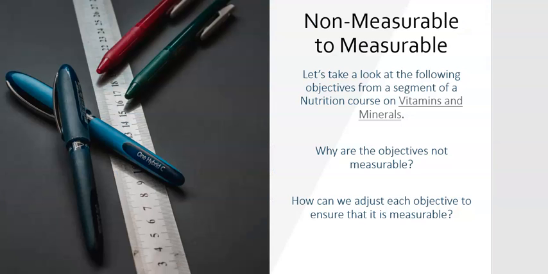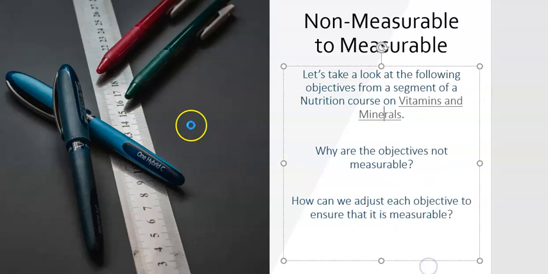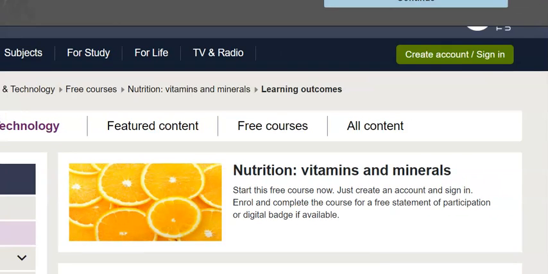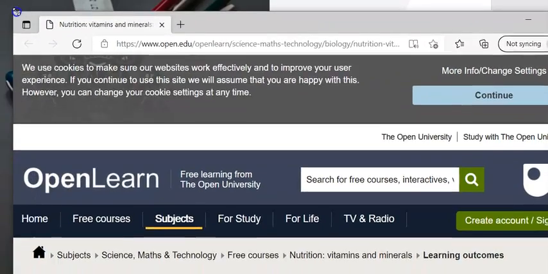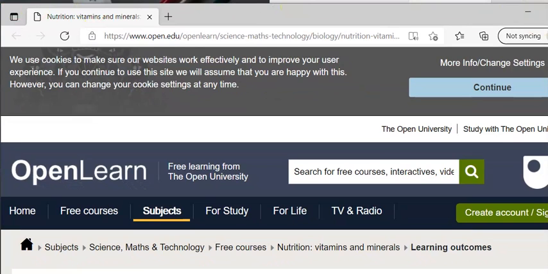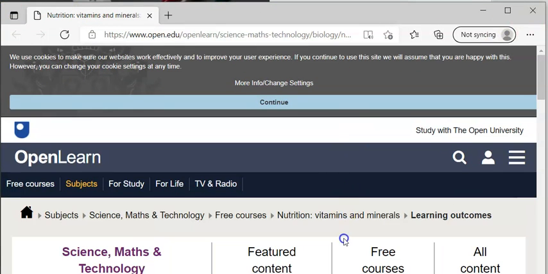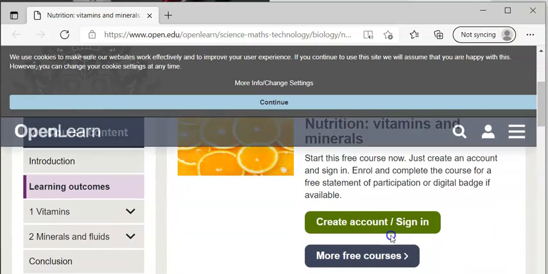Non-measurable objectives. We're going to take a look at the following objectives from a segment of a nutrition course on vitamins and minerals. You can click that link, but if we go into it, let's do that real quick. And I'll have to resize this so that it fits in my video recording window. So let me resize it real quick. So we're going to look at the objectives for a minute.